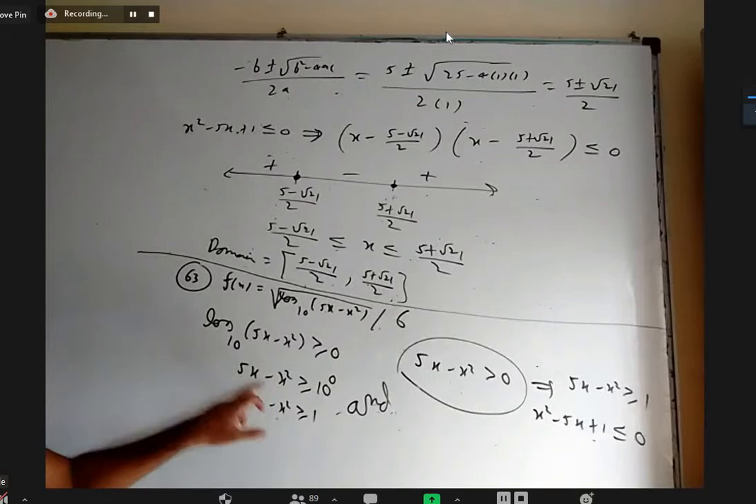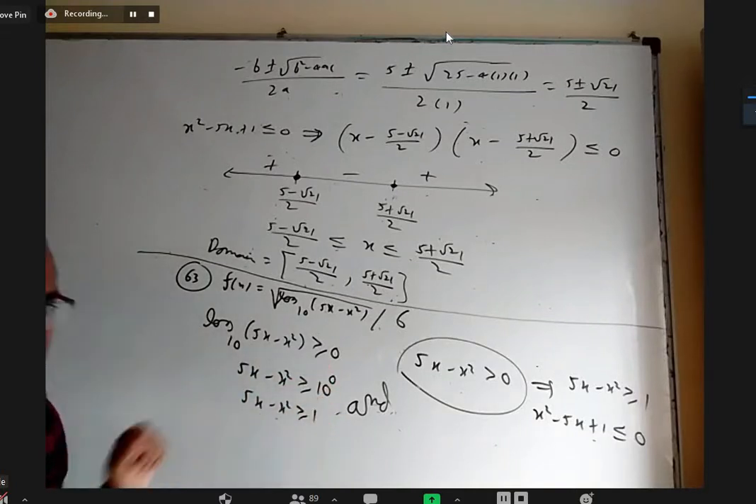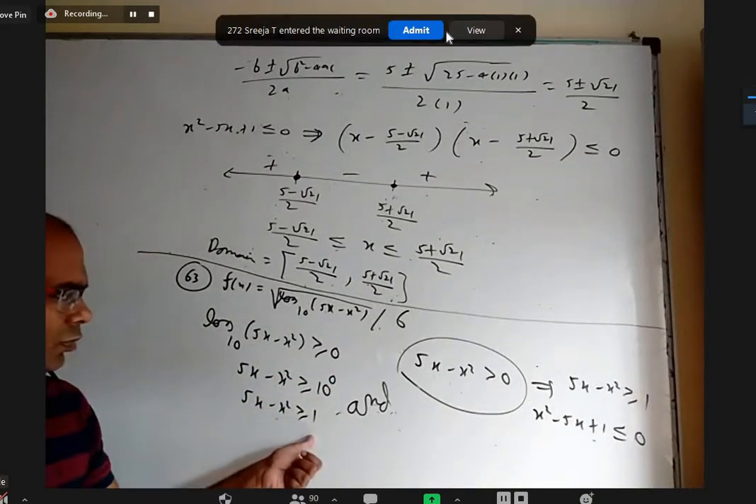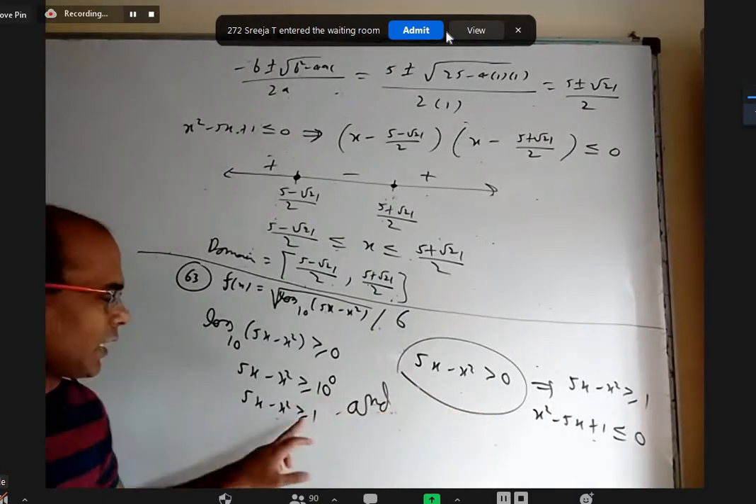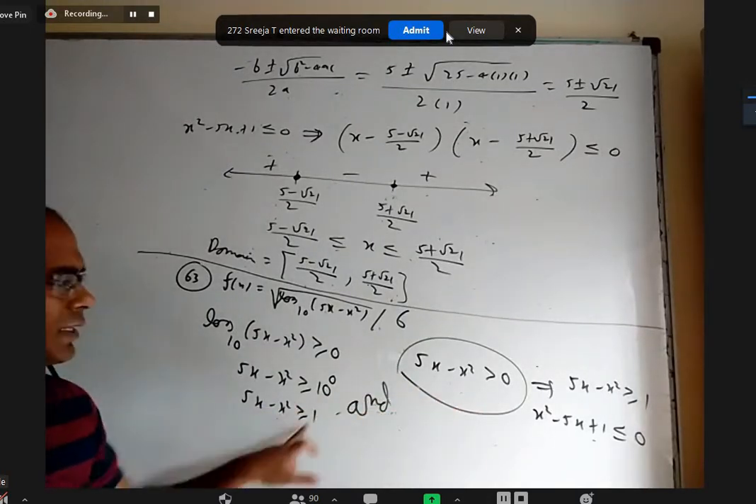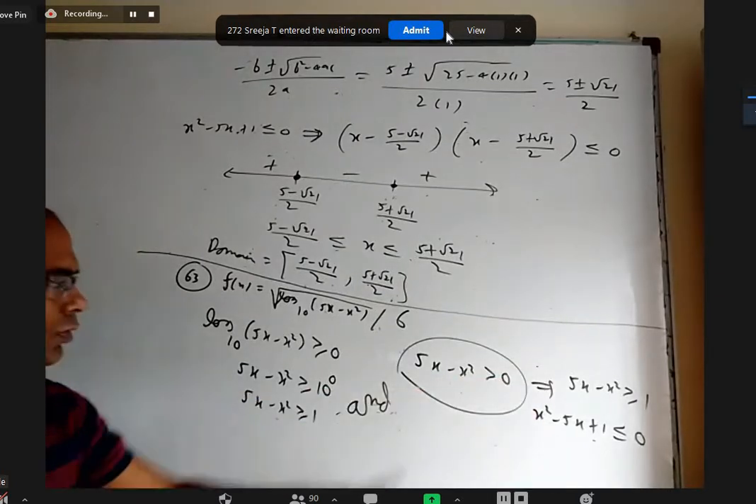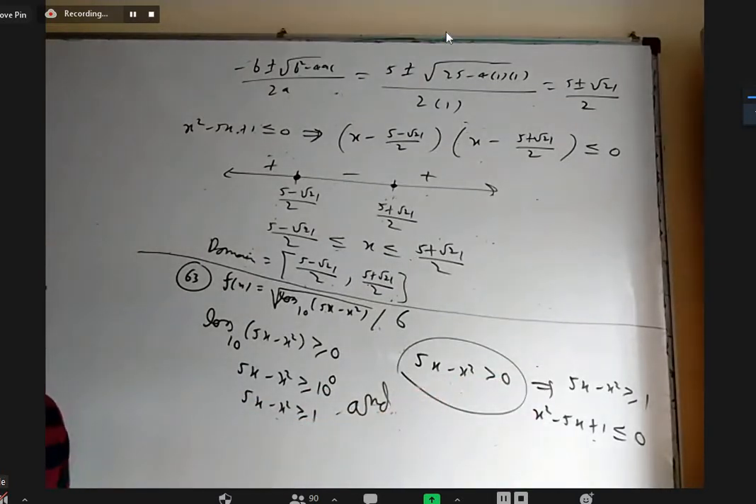So from here to here, it is 10 power 0, which is 1. It should be greater than or equal to 1, and it should be greater than 0. If it is greater than or equal to 1, automatically it will be greater than 0. So the intersection of these two is greater than or equal to 1. I don't have to verify this because in this already it is there.